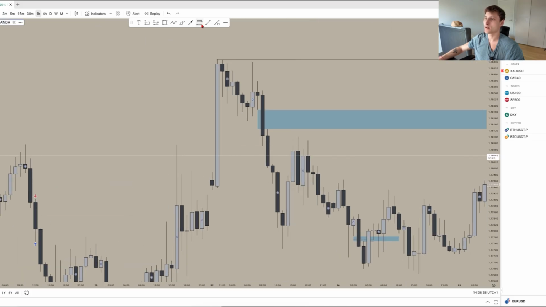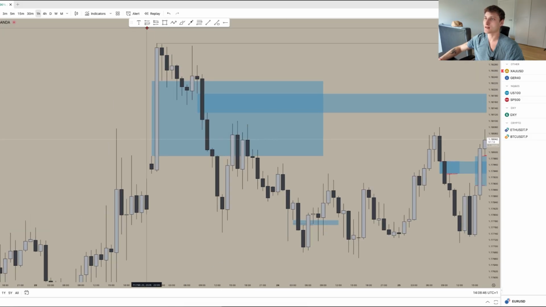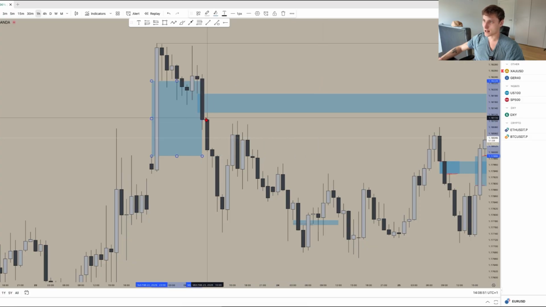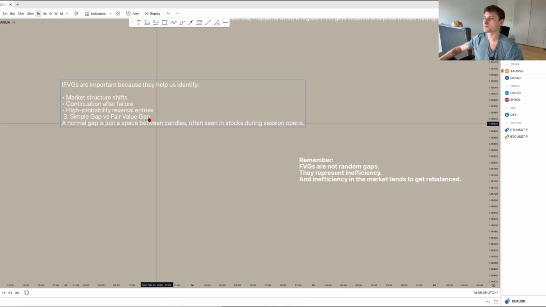For example here, this is a strong big imbalance which was inversed by the price, and after that we get the test. So as you can see, this area is an imbalance, and it is an imbalance before we got this imbalance over here. This won't be an inversion because here is the middle of the candle. We should inverse all this area, and after this we got the inversion fair value gap as well. So all this is an inversed fair value gap. Market structure shifts, continuation after failure, high probability reversal entries.